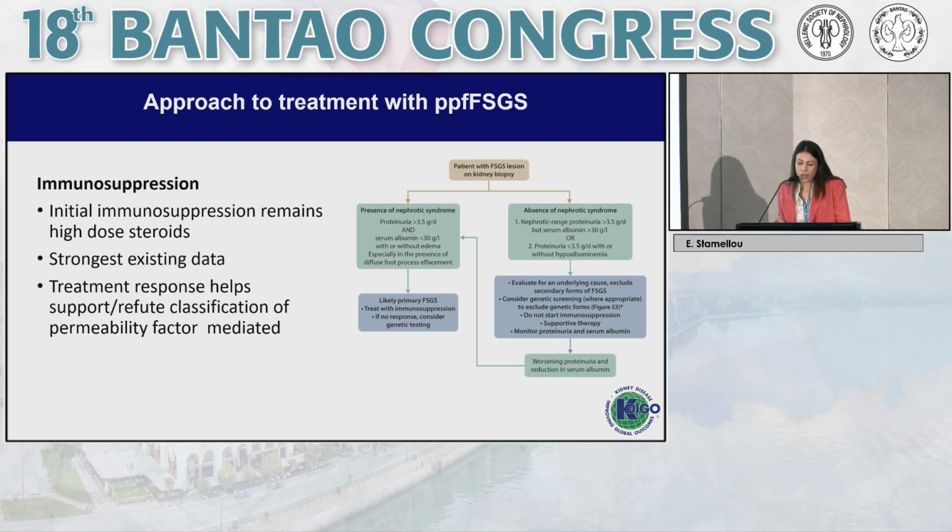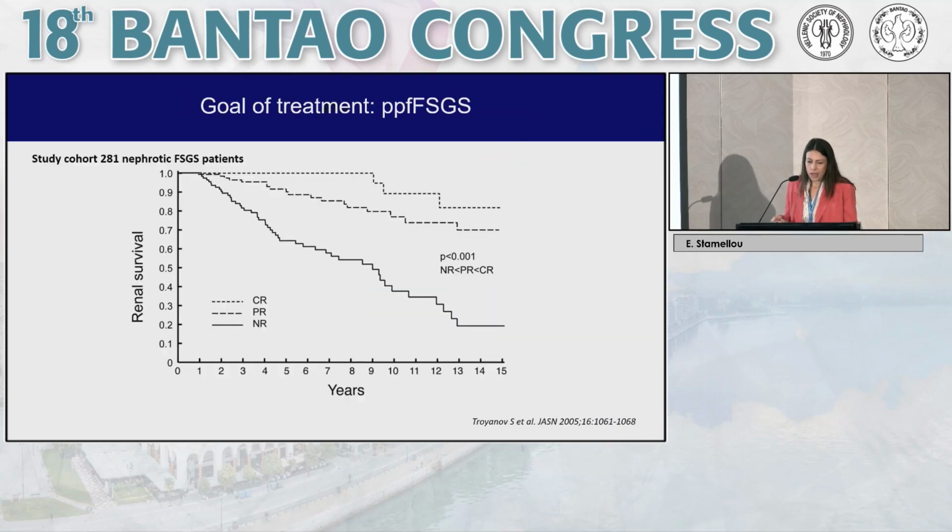And if the patient cannot tolerate corticosteroids, because they are high-risk, like an obese or diabetic patient or one with very bad osteoporosis, then maybe we can think of calcineurin inhibitors. The goal of treatment, I can say, is the lower the better. We know from this study of 281 nephrotic FSGS patients that complete remission is associated with better survival, but we also know that partial remission is independently predictive of slope and survival from kidney failure.